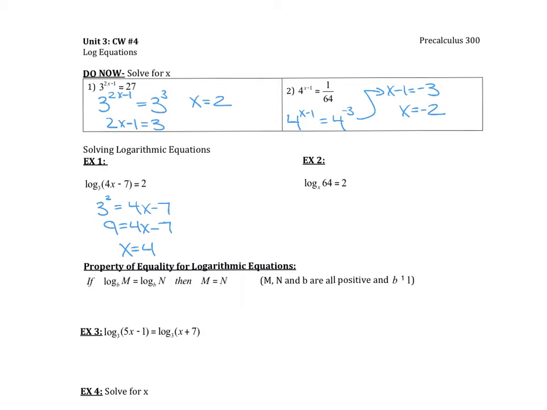Example number 2 is very similar. X squared equals 64. And to isolate x, you want to take the square root of each side. Now, x here is only 8. Why is x not plus or minus 8? One of the log rules that you need to remember is the base of a log must always be positive. So we're taking only the positive root here, which is 8 as opposed to negative 8.